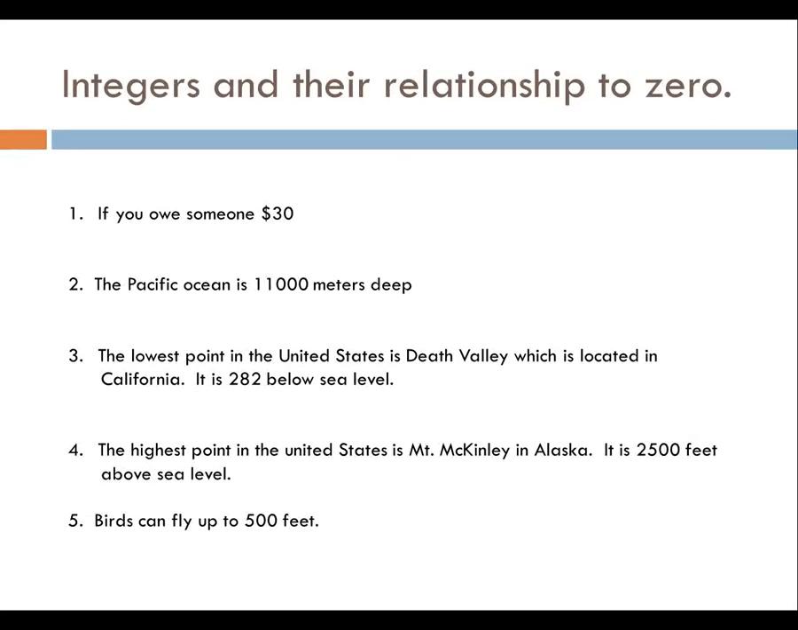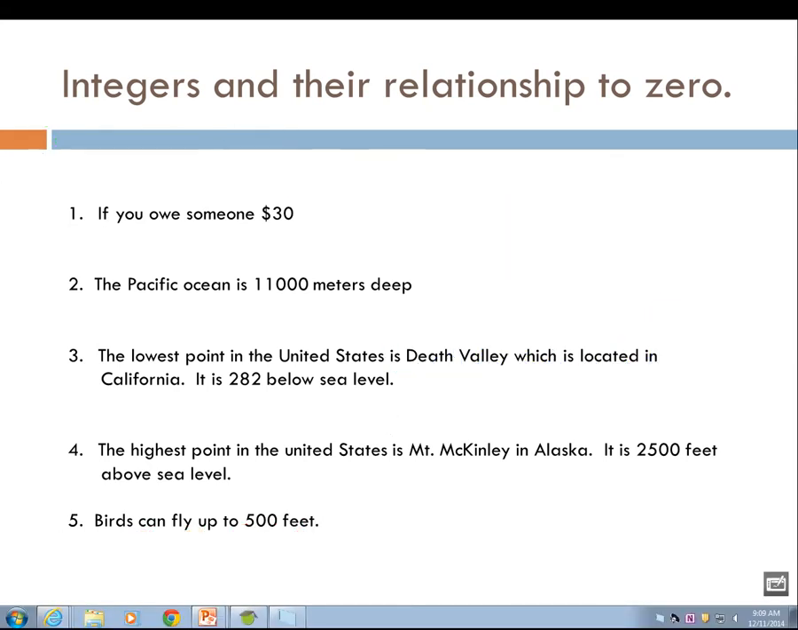Next one. Integers and their relationships to zero. Now, think of what your balance would be if you owe someone $30. I want you to write down what you think you would have. What would it be, Skyler? What would you use as an integer to represent what you have? Negative 30. I want you to write down negative 30 there. You have negative $30 because you owe someone 30 bucks.